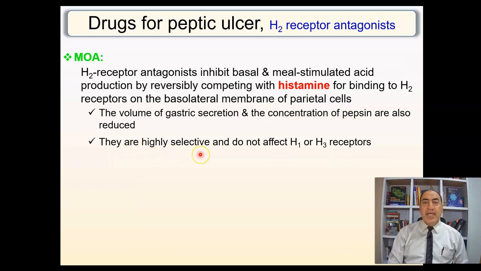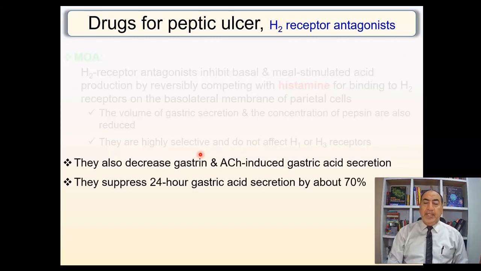They are highly selective. Yes, they don't affect H1, H3, or H4 receptors. They only inhibit the H2 receptors. They decrease gastrin and acetylcholine-induced gastric acid secretion, as we just mentioned in the previous slide about the mechanism of action of the drugs. We said gastrin activates release of histamine from ECL. Acetylcholine also activates release of histamine. So both, in some part, depend on histamine. So if you block histamine, you block this gastric acid secretion induced by gastrin and acetylcholine.